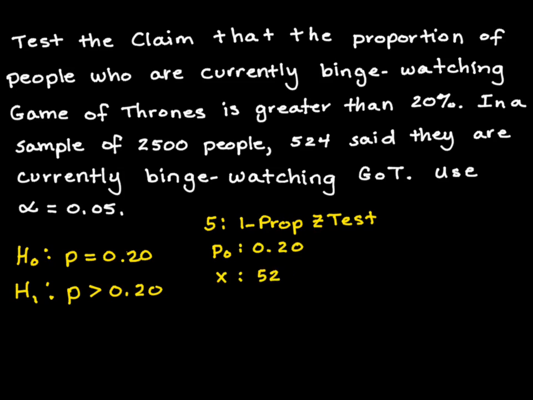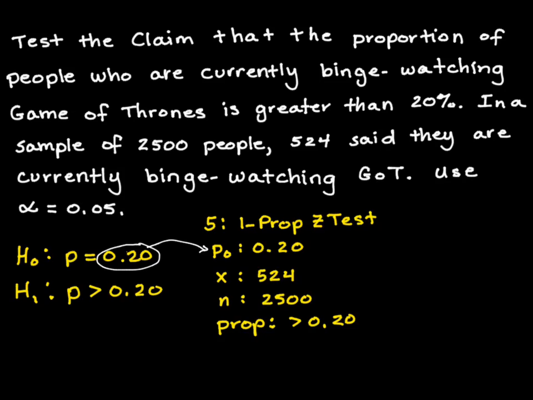So for the one prop z-test, I'm going to put for p sub 0, that's 0.20, because that's the value from the null hypothesis. So whatever the value is in the null hypothesis, that's what goes in there for p0. X is the number of successes, and that's 524. N is the number of trials, and that's 2,500.